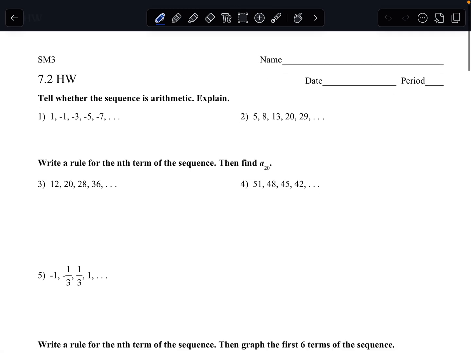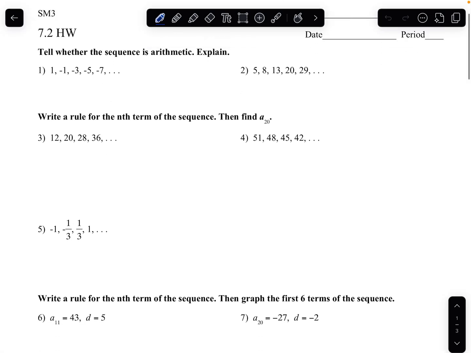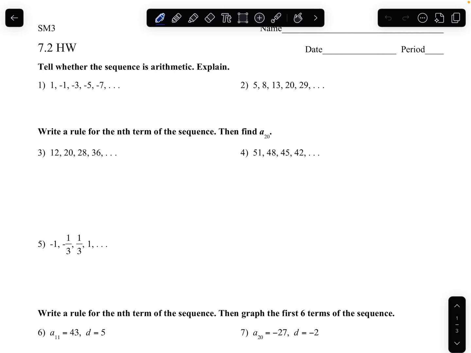Hey guys, I'm going to run through the 7.2 homework. Alright, so tell whether the sequence is arithmetic and explain.